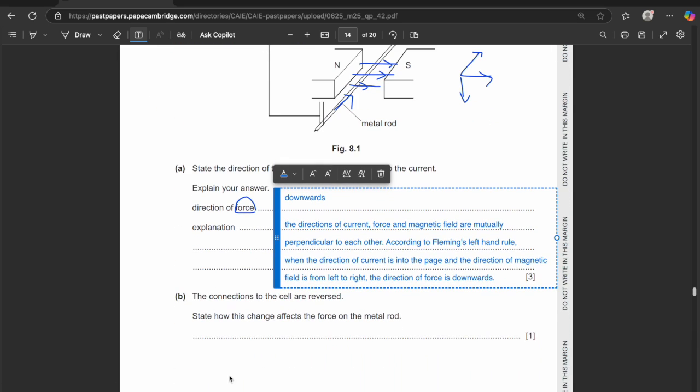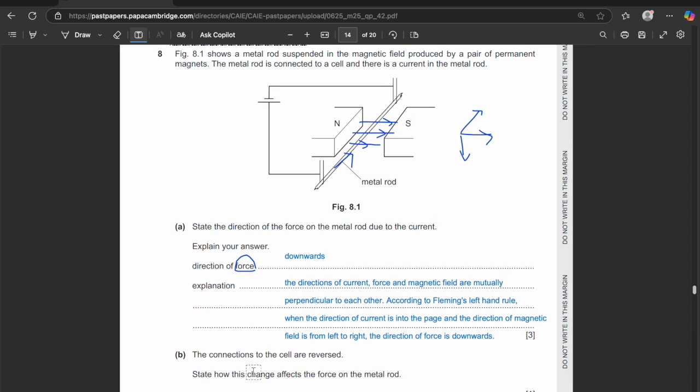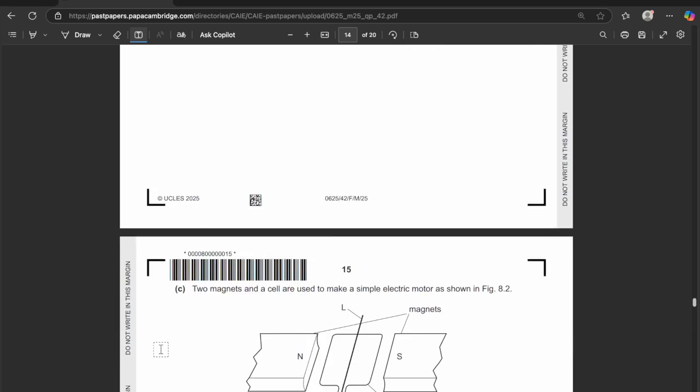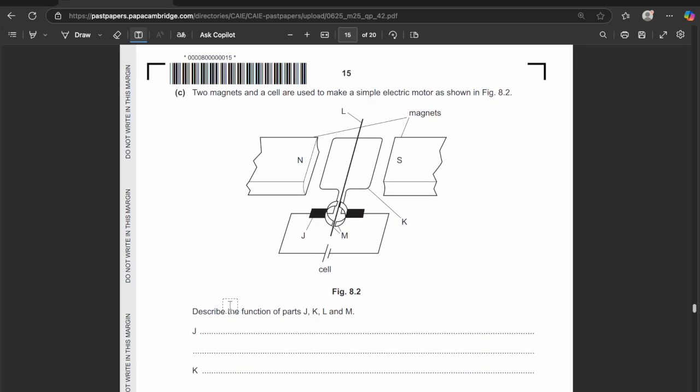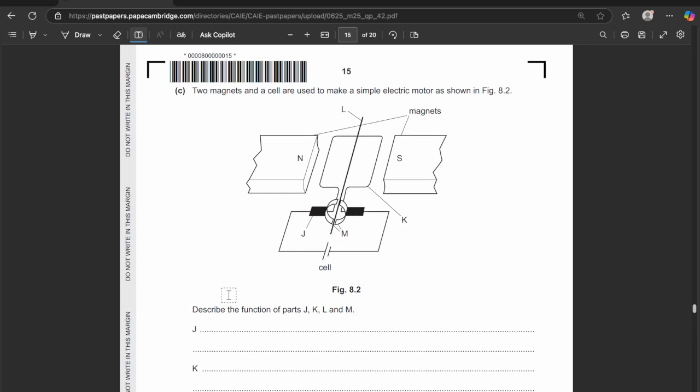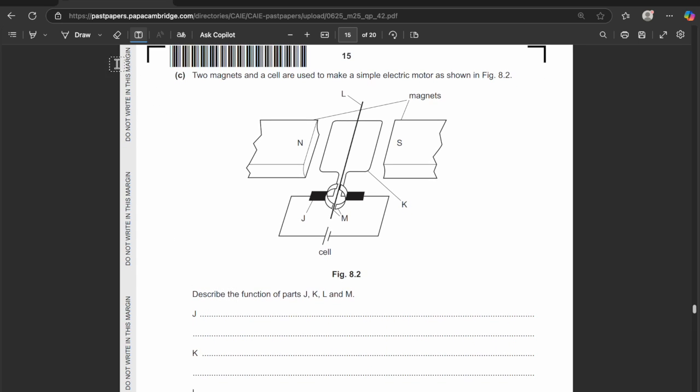The connections to the cell are reversed. State how this change affects the force on the metal rod. The direction of force will reverse, right? So direction of force will reverse. Two magnets and a cell are used to make a simple electric motor, as shown in figure 8.2. Describe the function of parts J, K, L, and M.